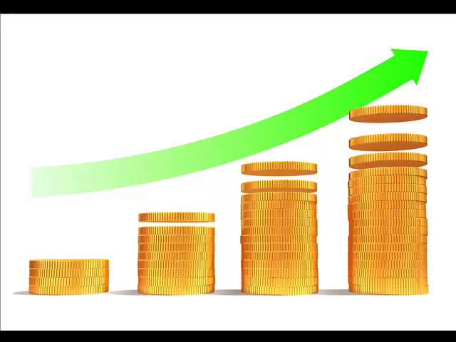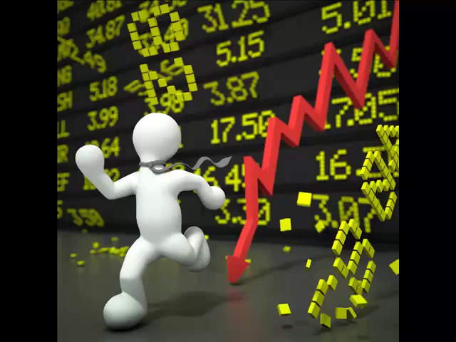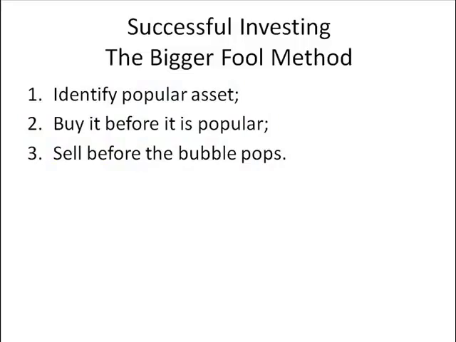Eventually, some investors recognize that the emperor has no clothes. They sell, other investors follow, and a panic ensues. The bubble ends with a pop. Thus, a third element to successful investing under the bigger fool theory is to sell before the bubble pops.